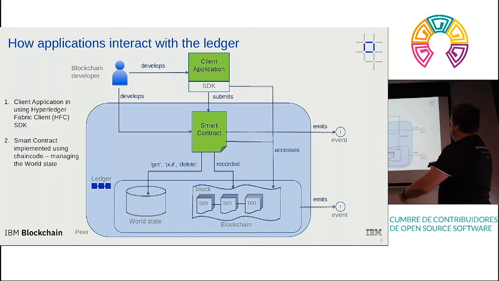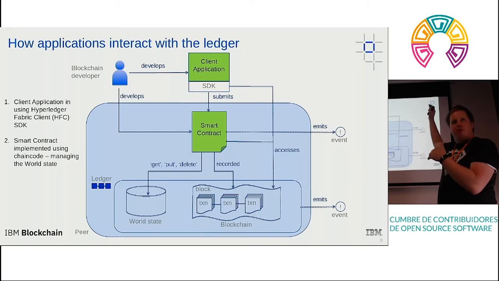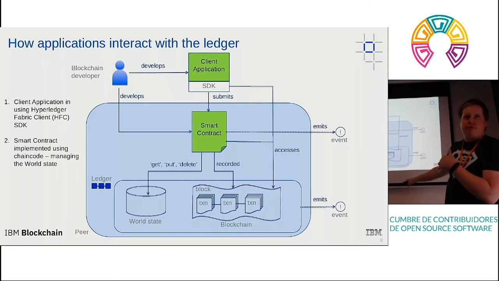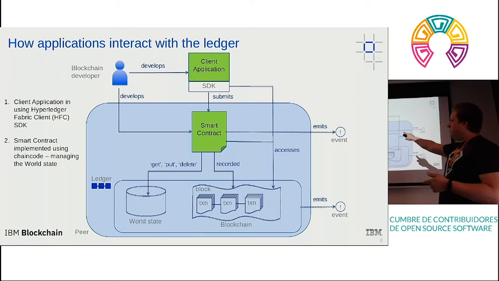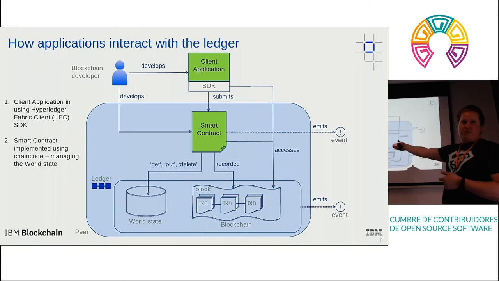This is basically the same picture in a different way, where I'm identifying the part that, once you have a Fabric network up, the part in green is what your developers would interact with. They would write the smart contract that runs on the peer, and they would write the application to interact with that smart contract.